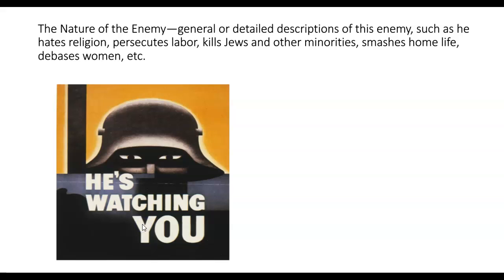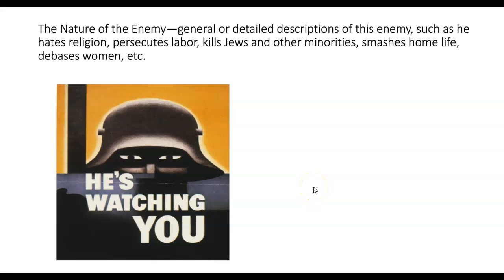One of the themes of this propaganda campaign with respect to posters was the nature of the enemy. These posters usually describe the enemy, such as his hate of religion, or how he persecuted civilians. When it came to the Nazis, the killing of the Jews and other minorities made them look as if they were evil.